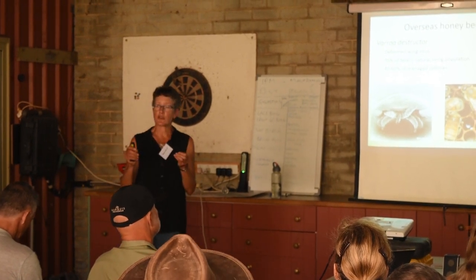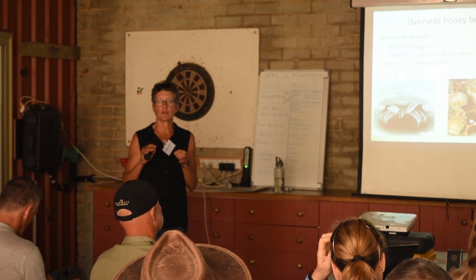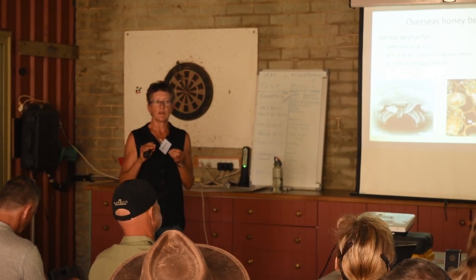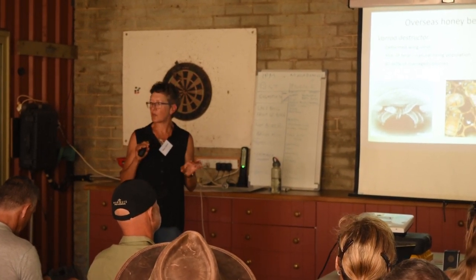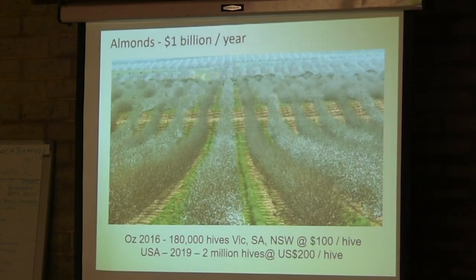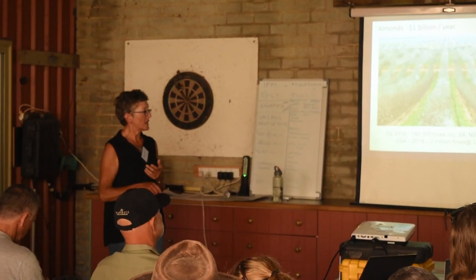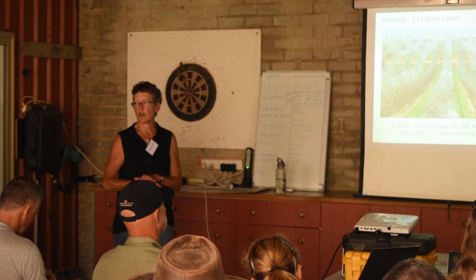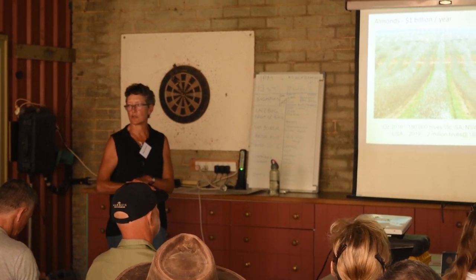So once the ferals are gone, if you're reliant on the feral honeybees, you'll have to look elsewhere for your pollination services. In Australia, the almond industry is worth $1 billion a year, and it's growing. In 2016, they took 180,000 hives down to the almond orchards.